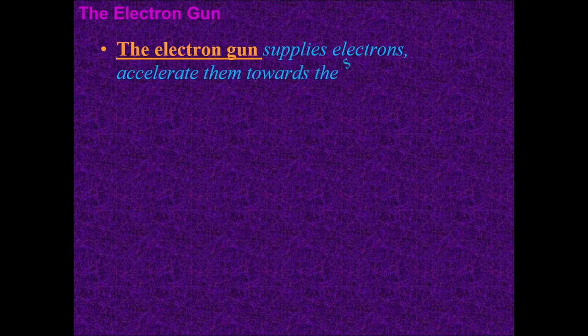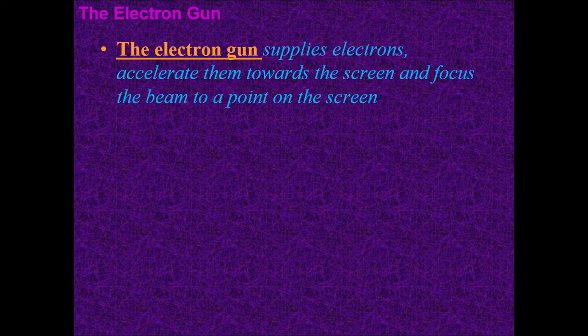The electron gun. Now, the electron gun supplies electrons. That's one. Number two, it accelerates them towards the screen and focuses the beam to a point on the screen. Those are the three main functions that it plays. Supplying electrons is the work of the cathode. We are going to look deeply at how it functions. It also accelerates them towards the screen. And then number three, focusing them to a point on the screen.